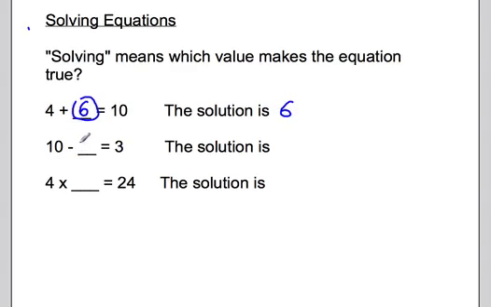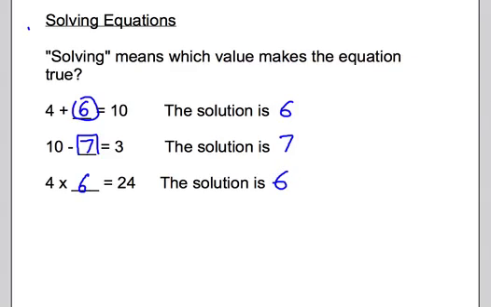In the next example, we're looking for some number subtracted from 10 that gives you 3. Well, 10 minus what gives you 3? That's going to be a 7, obviously, and there's only one possibility. So the solution to that equation is 7. Now, the next one we have 4 times some number equals 24. So 4 times what number gives you 24? That's going to be a 6, right? So the solution to that one is going to be a 6.